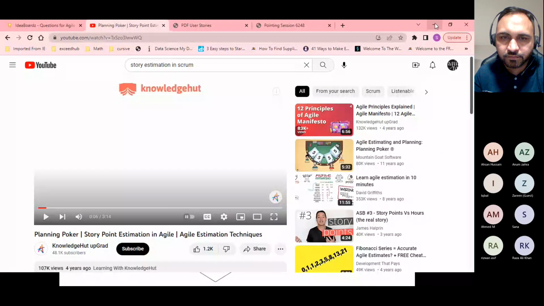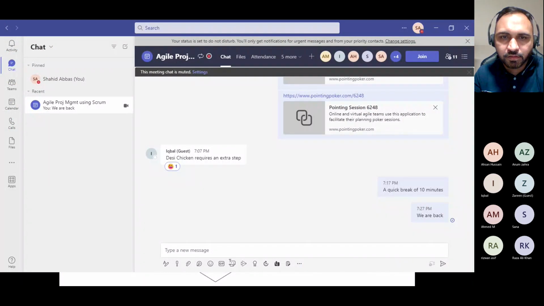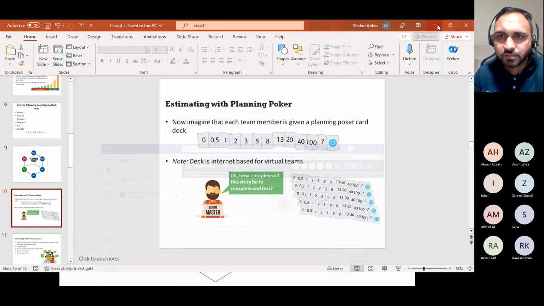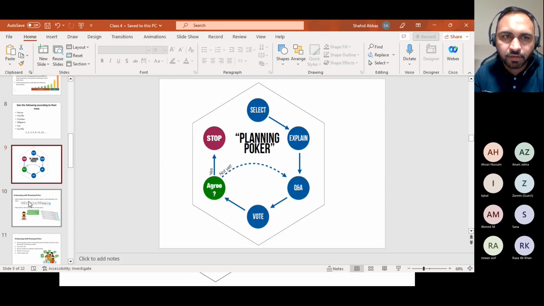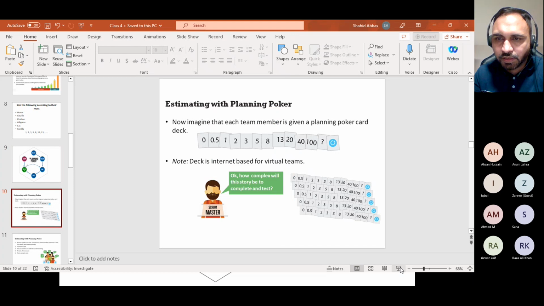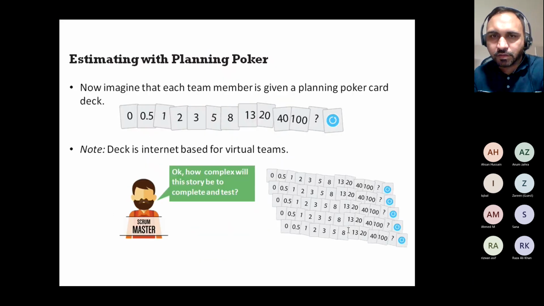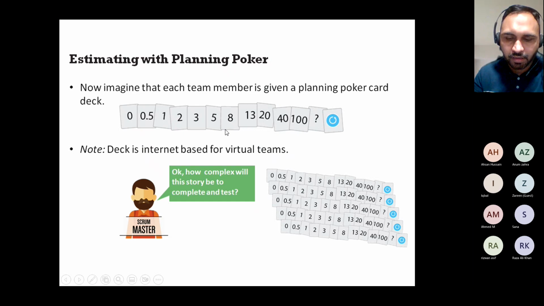All right, so let me share my screen. Okay, let me go to the presentation mode. There we go. So we were here talking about planning poker. This slide also talks about the techniques I already covered, planning poker in terms of calling out the numbers.